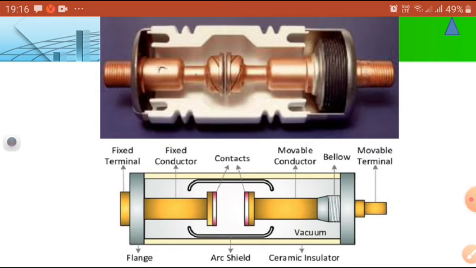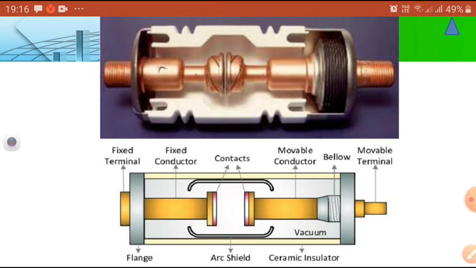The insulating envelope is also made of ceramic or glass. The shield support flange and bellow are made of stainless steel, and the bellow shield and vapor condensation shield, also called the sputter shield, are also made of stainless steel. Only a few things are present in a vacuum circuit breaker. What is the purpose? Already we have seen.